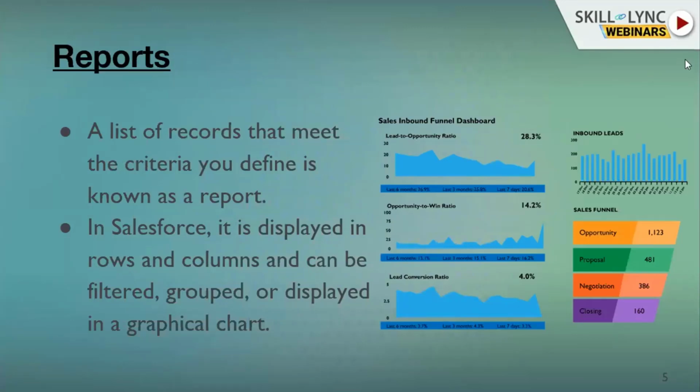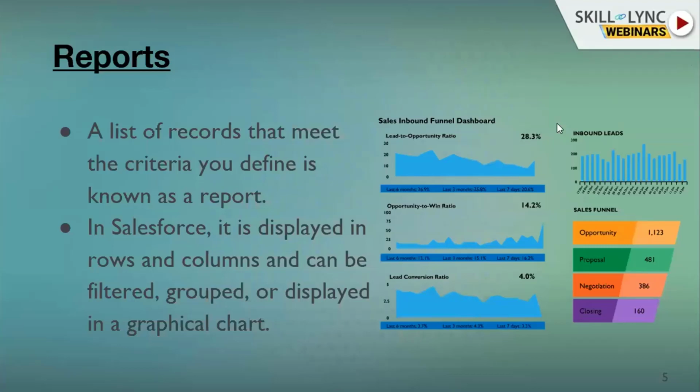In Salesforce, it's displayed in rows and columns. There are two parts, the rows and the columns. You can design your reports, so horizontally and vertically you can post your data there, and you can graphically represent it in the dashboard part.